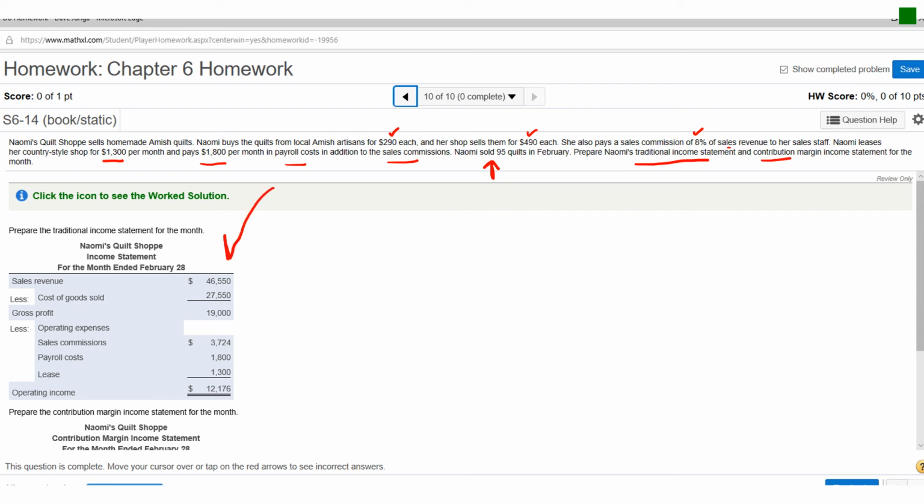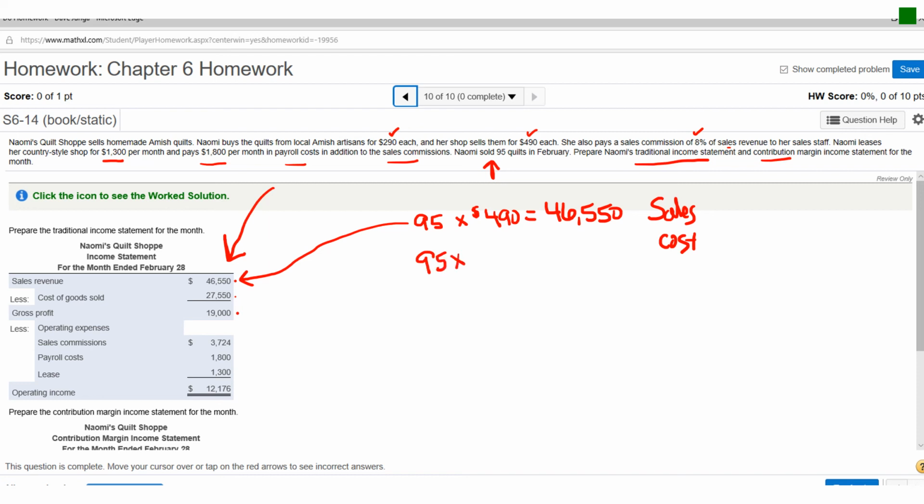So down here, looking at the traditional, notice the format is your sales minus cost of goods sold equals gross profit. To get the sales, you've got the 95 that they sold, and you're going to multiply that by 490 because that's the sales price. That gives you sales revenue, which would be $46,550. Now, the cost of those sales, they told you, was $290. So 95 multiplied by 290 is going to be your cost of goods sold. That would give you the $27,550. Then you subtract, and you get gross profit of $19,000.